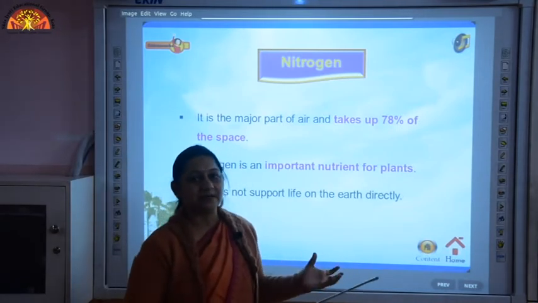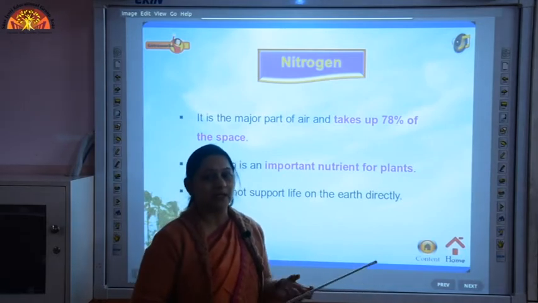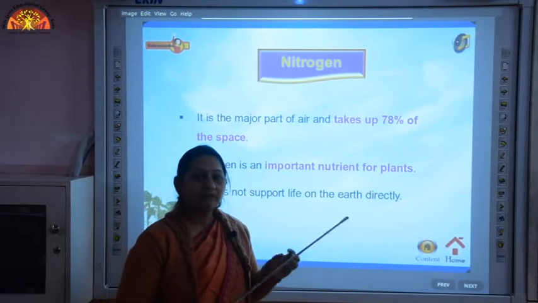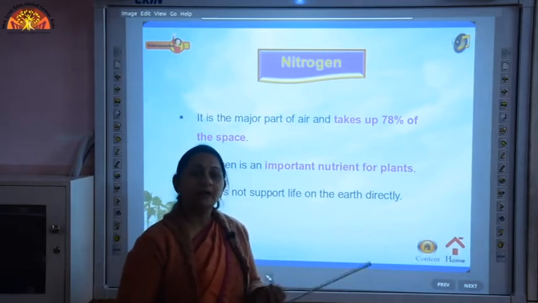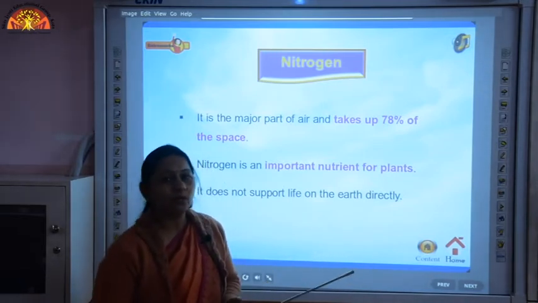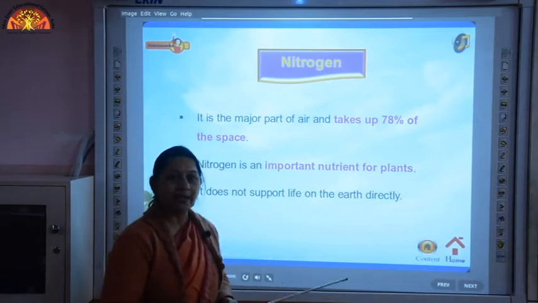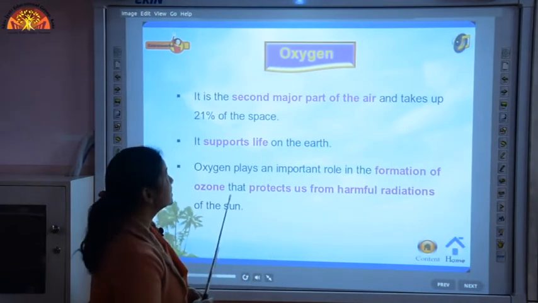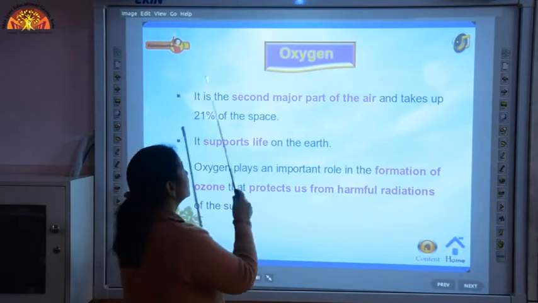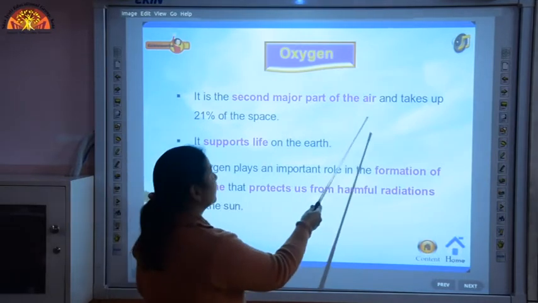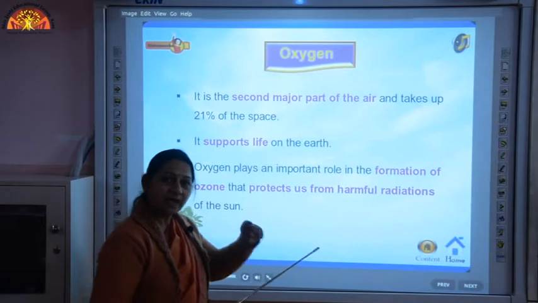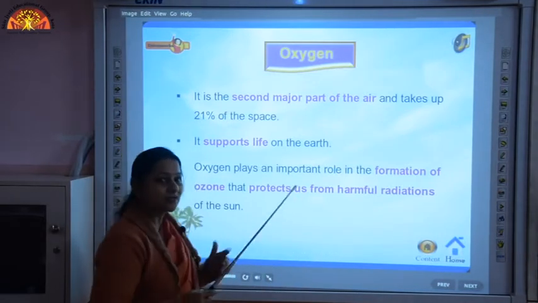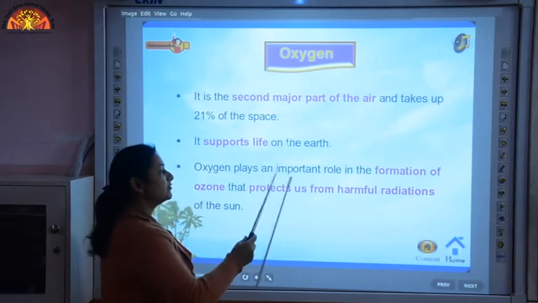This nitrogen gas does not support burning. So, without this nitrogen gas, even a small flame would become uncontrollable. So, in another way, it is indirectly used by us. The next gas that is present in the air is oxygen. It is the second major part of the air and it takes up 21% of the total space. And oxygen, as you all know, supports life on the earth.